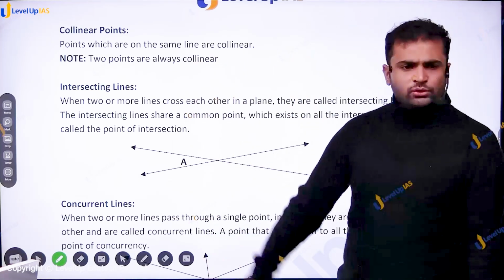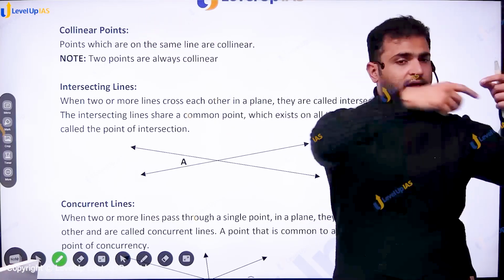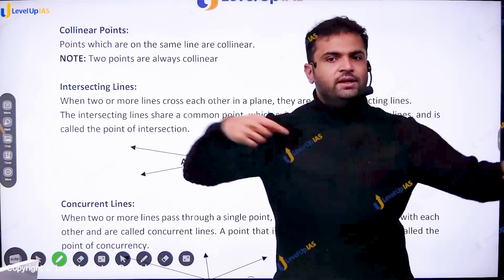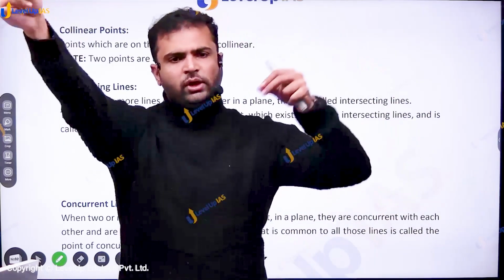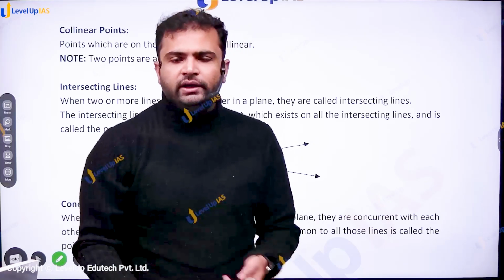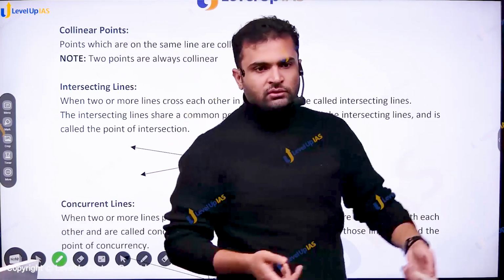And 2 points are always collinear, because if you give me 2 points anywhere in the space, I can have a line passing through them. Basically 2 points define a line. कोई भी 2 पॉइंट दे दो मुझे, उनके बीच में से एक लाइन जाएगी. Any 2 points will define a line, and that line would be unique. एक ही लाइन जाएगी उन दोनों में से, of course.